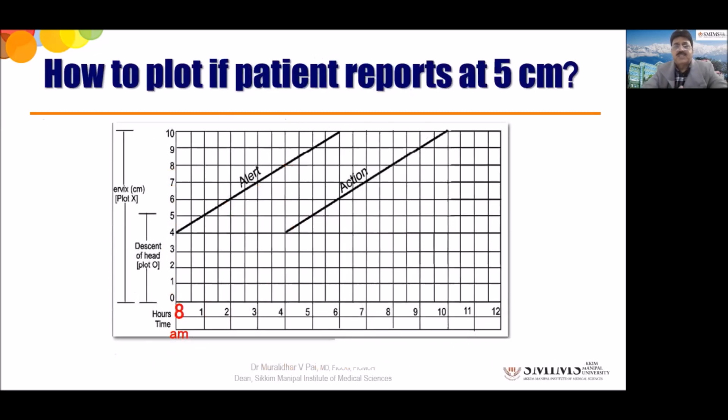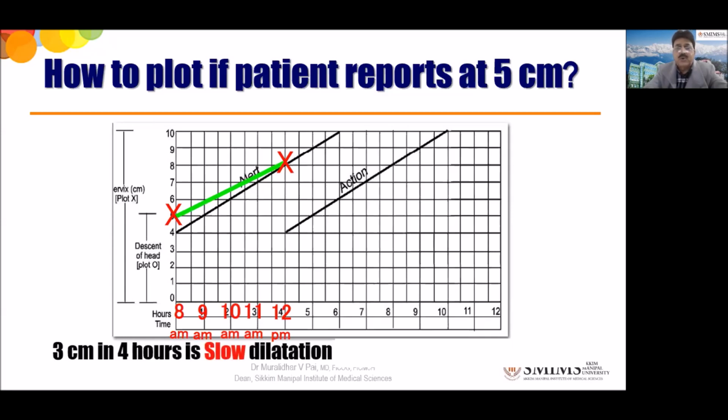The most important question is how to plot if the patient reports at 5 centimeters. That means when the patient has come to the hospital, she's already 5 centimeters dilated. Let's say she came at 8 a.m. in the morning and she's 5 centimeters dilated. If you plot it there, considering this as the 0 hour, and then let's say after 4 hours you do a PV and she's just 8 centimeters, if you see here, the line of labor is to the left of the alert line. It has not crossed the alert line.